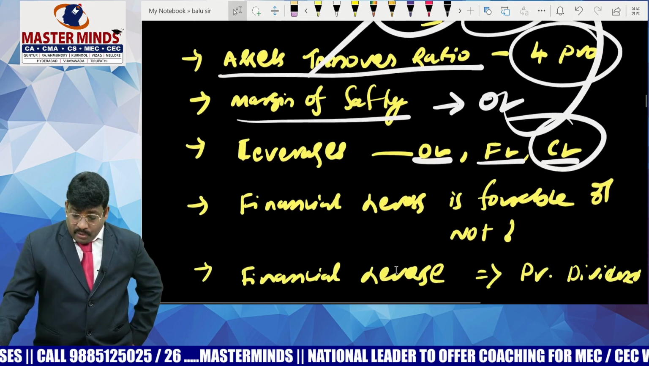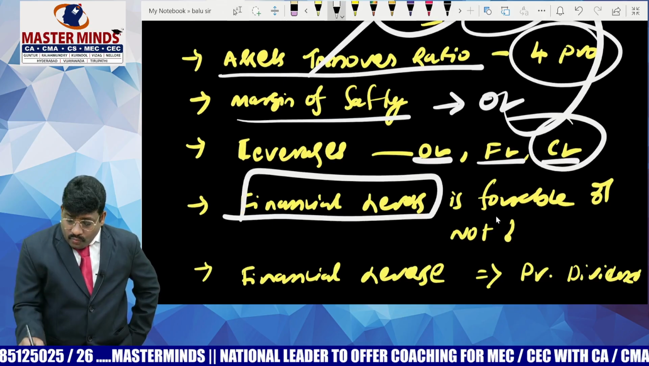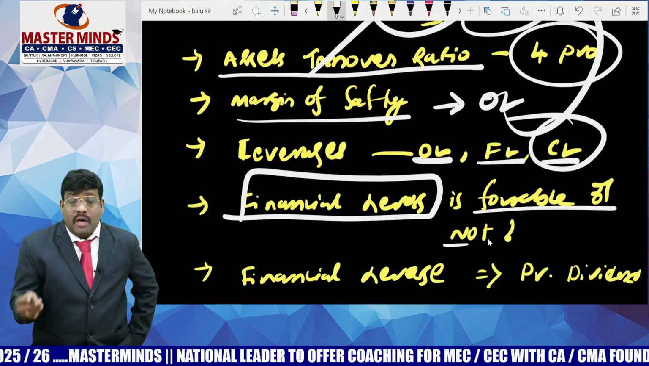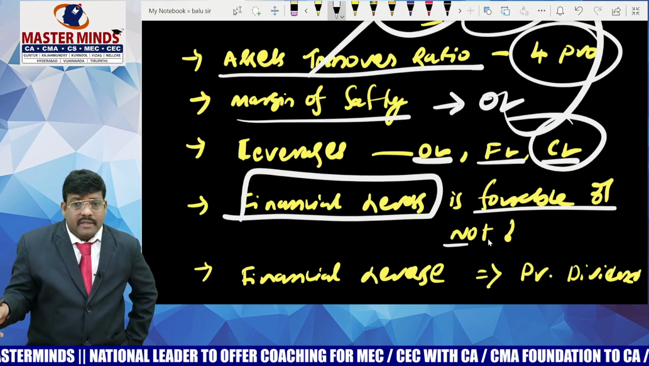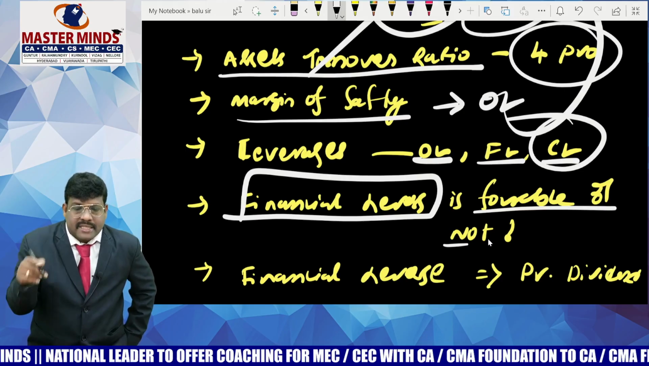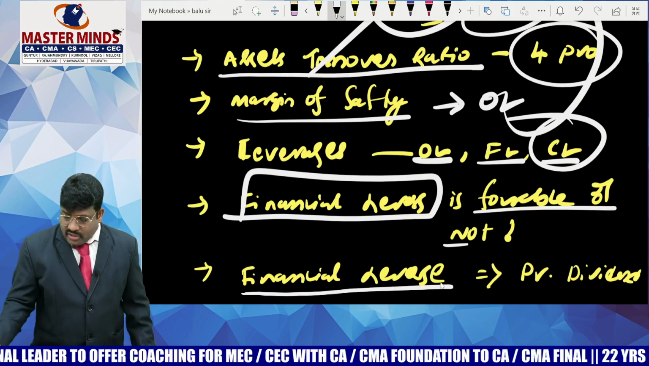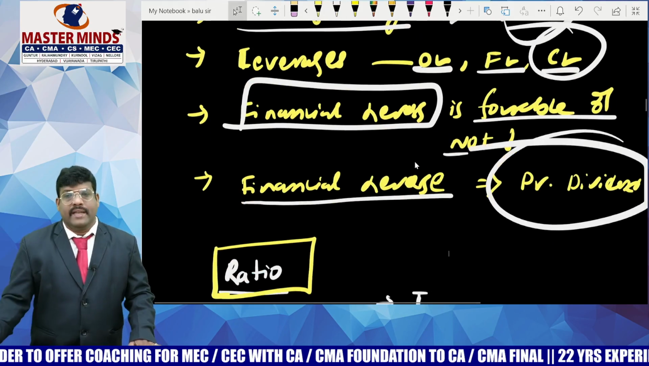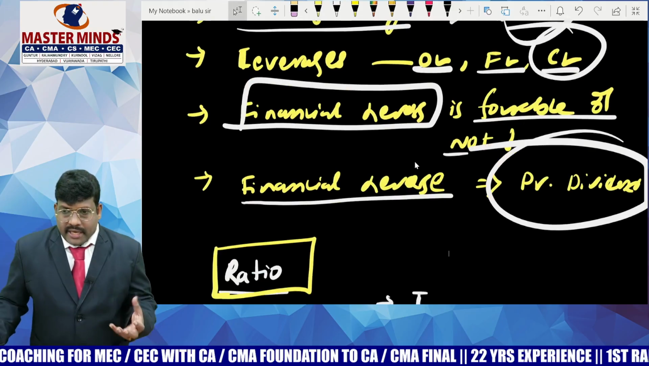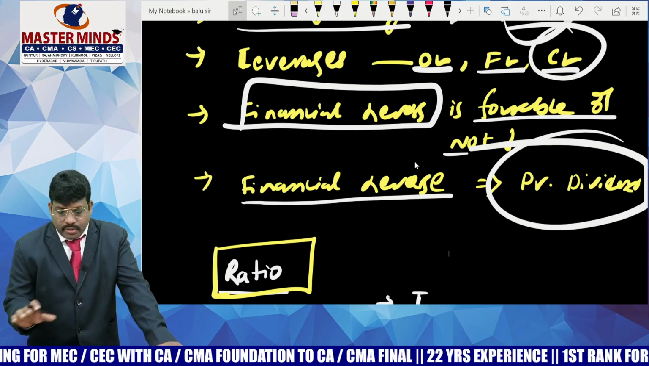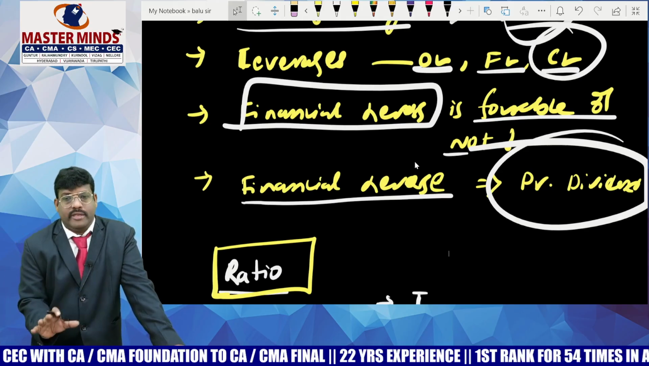One more key point: while calculating financial leverage, they will ask whether the financial leverage is favorable or unfavorable. In such a case, if return on capital employed is greater than the interest to be paid, it is favorable. Keep that point in mind. Another point on financial leverage: when preference dividend is there in the cost, that means the company has raised preference share capital. In such a case, what to do with that? Keep an eye on these points.